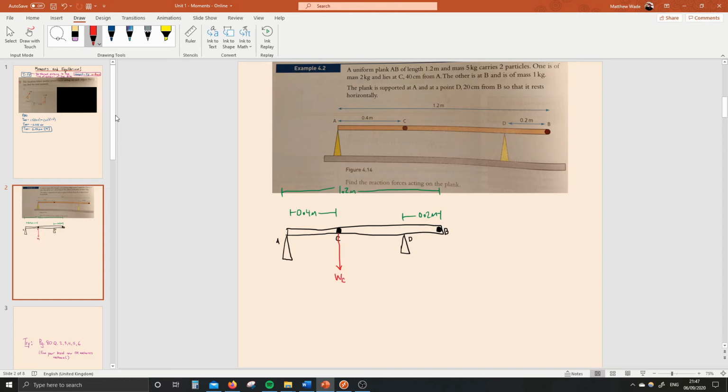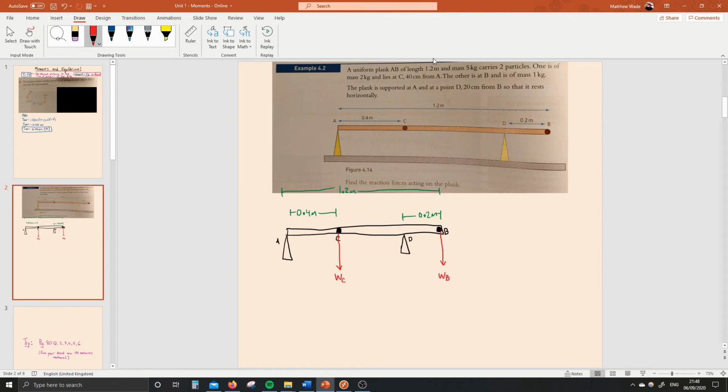Now, what does C weigh again? C is 2 kilograms. Lots of you will put brackets 9.8. That's fine as well, but I like to do it algebraically, so you're going to have to deal with that. And then at B, I'm going to call that WB, because that's the weight of B. And what else have we got?